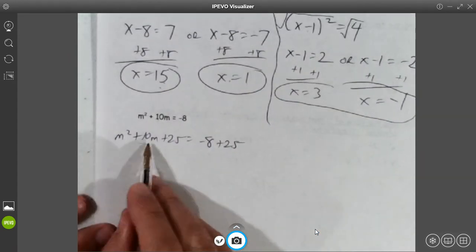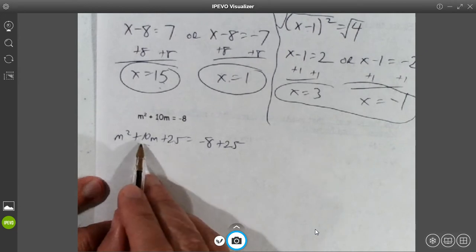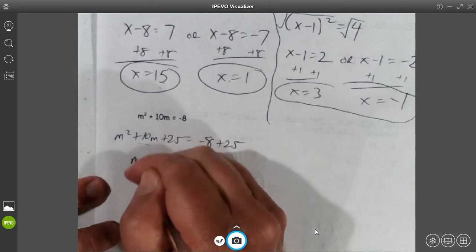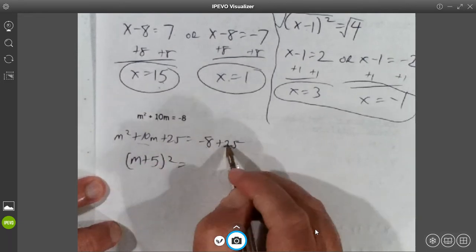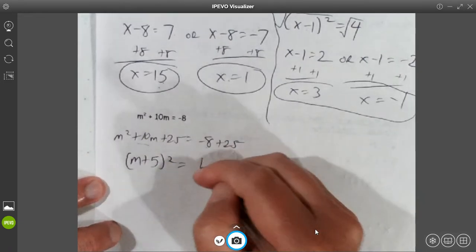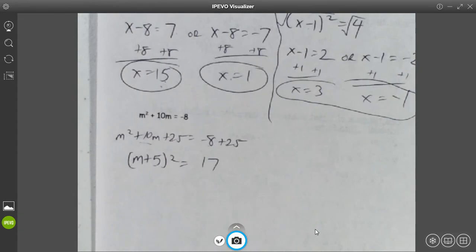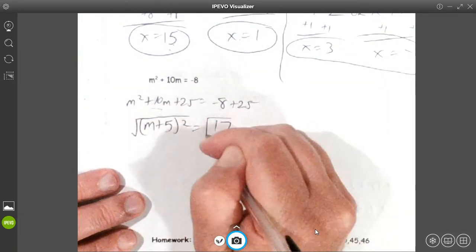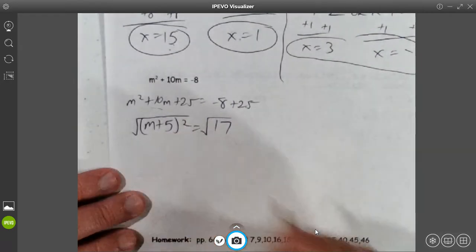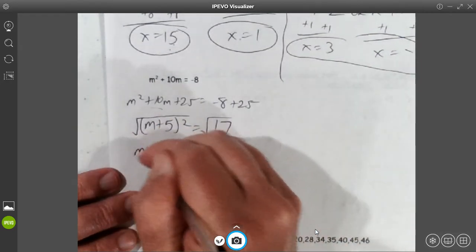Now I can factor this, factors of 25 that add up to 10 are 5 and 5. So I can write that as (m + 5)². And now here, negative 8 plus 25 is 17. And now I can take the square root of both sides. The square root of (m + 5)² is m + 5.